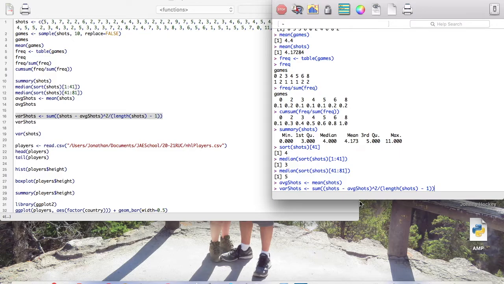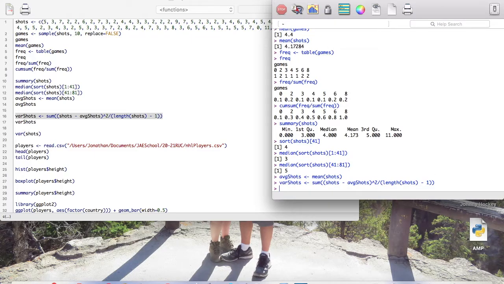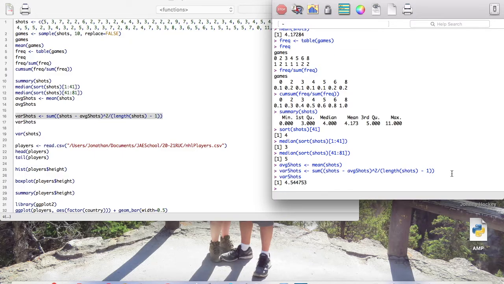Okay, so what we do is we sum up, for each shot, the difference between that shot value and the average, which is what we're taking here. We then square that value, and then we divide the entire thing by the number of shots minus 1. So in this case, we're going to divide by 80. Okay, and when we do that, we get that our variance for our shots is about 4.5.